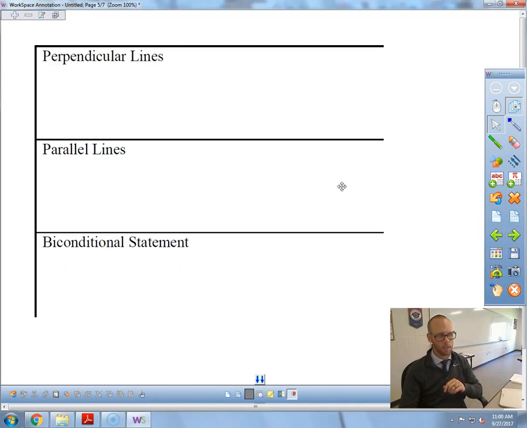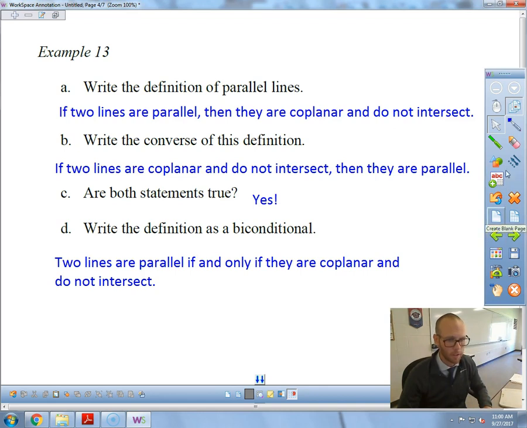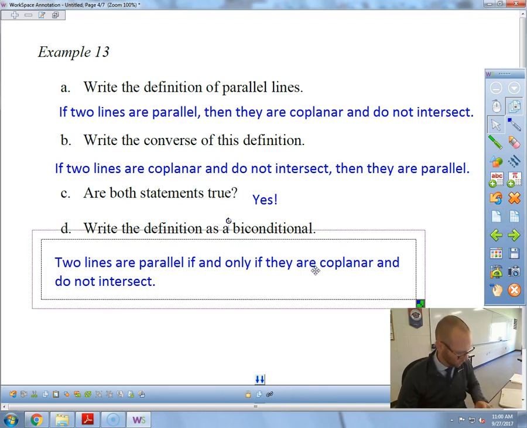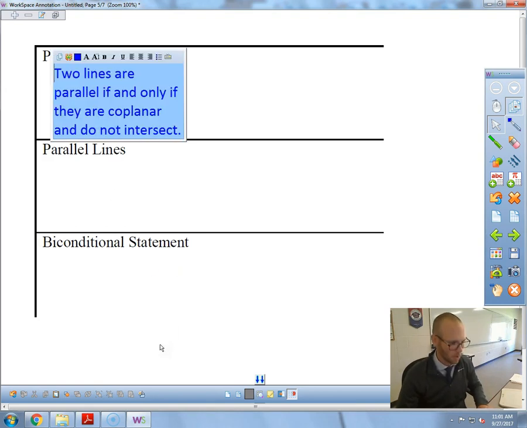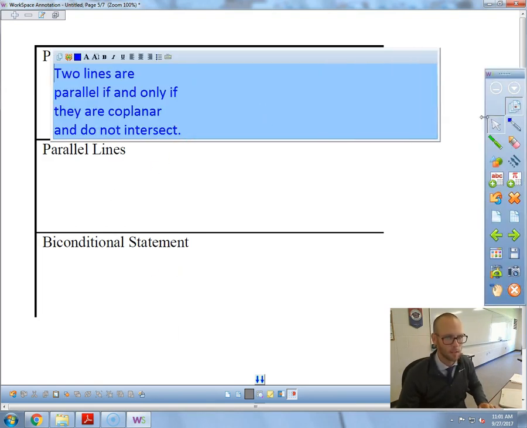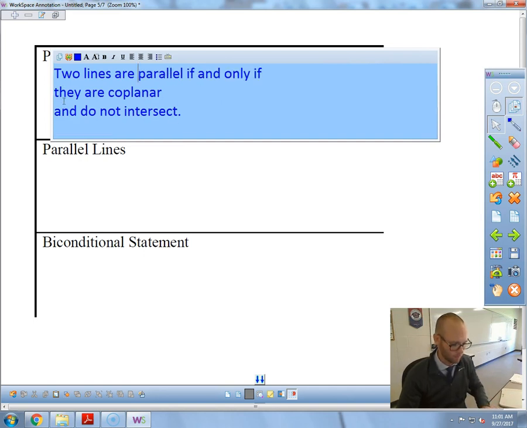Now that we've covered these, what I think we should do is come back and write in what these words mean. We should write in good biconditional definitions for perpendicular lines and parallel lines, the ones that we just wrote. And then we'll describe what a biconditional statement is. Let's see if I can get a shortcut here. Copy, paste. Oh, it did not work well.